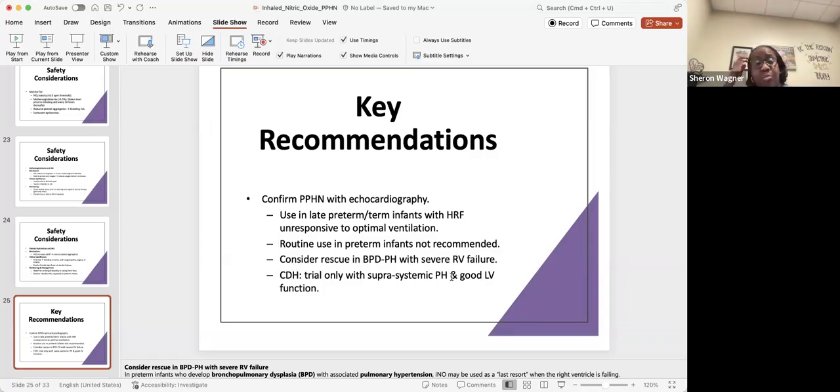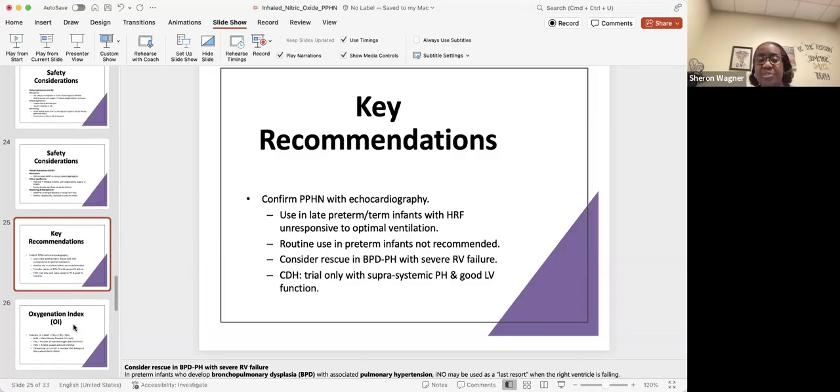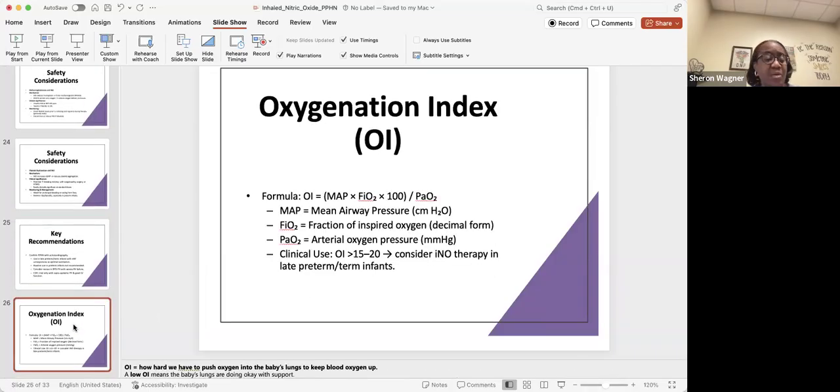It can also help with babies that have BPD, bronchopulmonary dysplasia, that have PAH, pulmonary artery hypertension, and with severe right ventricular failure. Congenital diaphragmatic hernia babies usually can have some benefits from nitric oxide. So you have many options that can help babies that have pulmonary hypertension.